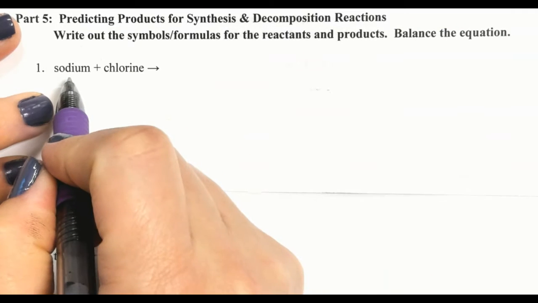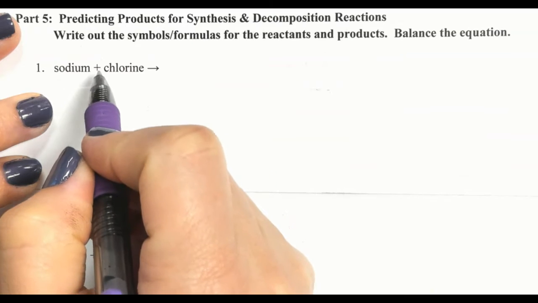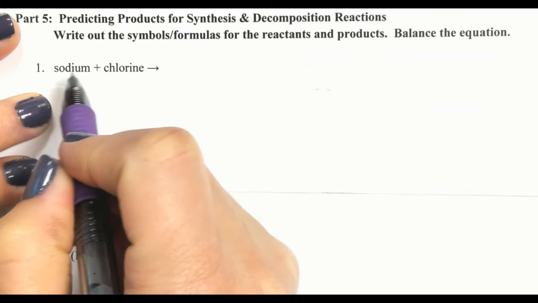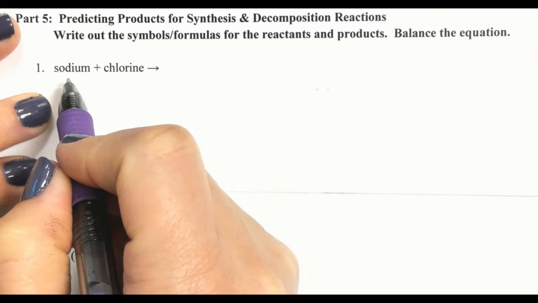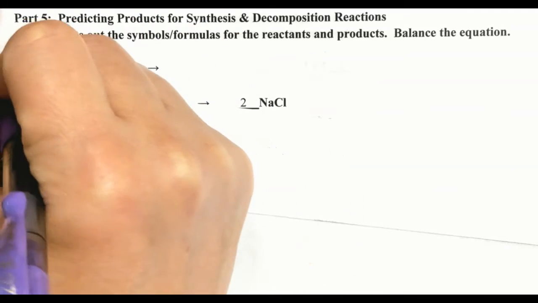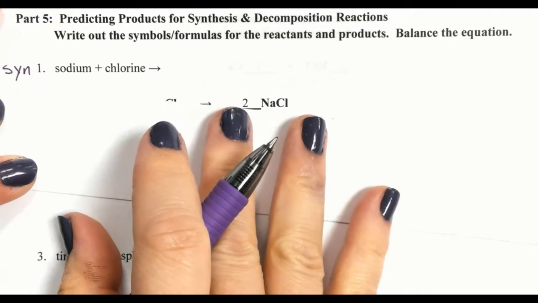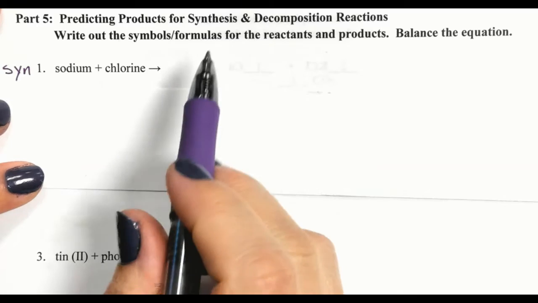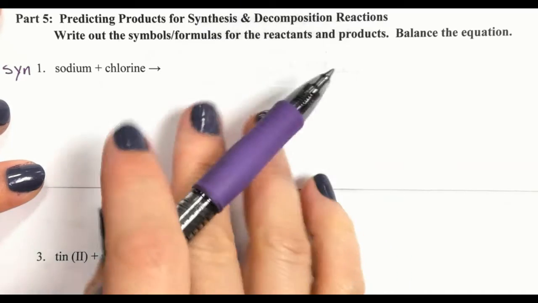We're given 2 single elements. They are separated by a plus sign. That's how we know they are 2 individual elements. And so this is going to be a synthesis reaction. So we'll put synthesis over here. Remember, this is going to be either synthesis or a decomposition.